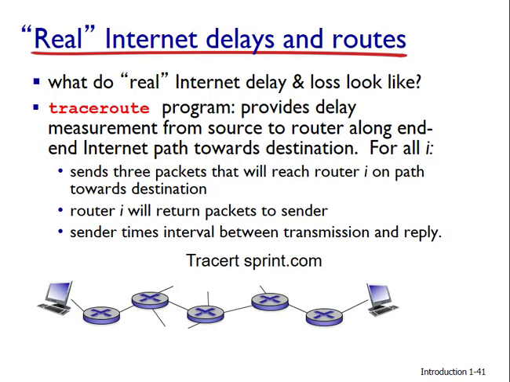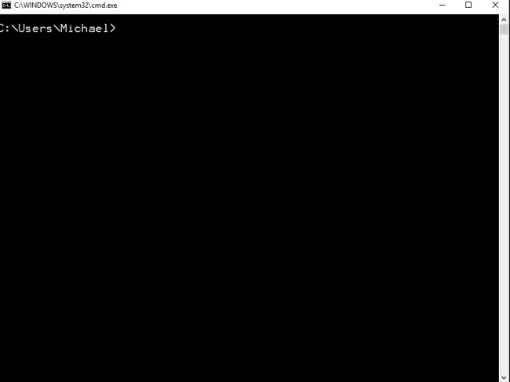Different operating systems have different names for the traceroute utility. Why don't we take a look at one of them? Now I've made my way to the command prompt, the command line interface of my computer, which is a Windows 10 computer. If you have a Windows 10 computer, you can choose CMD at the run button and get to this line. And I'm going to input the traceroute command used by Windows. It's TRACERT. And then I'm going to input the host that I want to trace route to, which will be sprint.com.